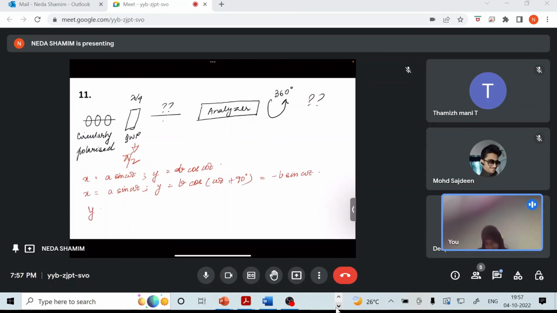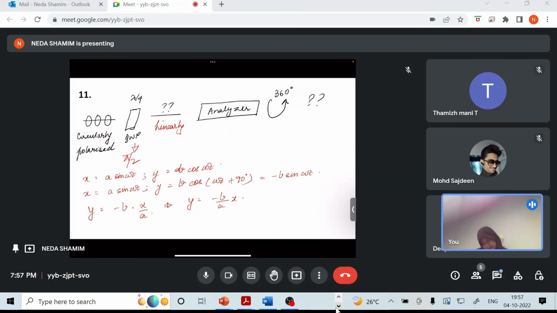So y is equal to minus b. Let's say sine omega t is x by a. Okay, so this is linearly polarized light. The equation of a straight line, right? This is the equation of a straight line, so this becomes linearly polarized.